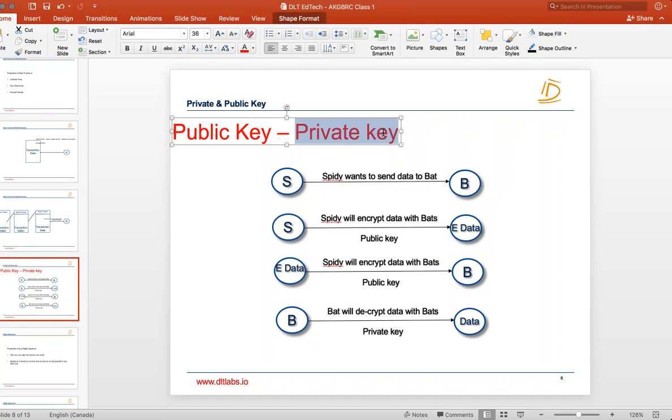So I think email is a very good example. You do not send email to yourself, right? You send email to someone else, and that person will be able to see his email only using his password. That is the private key.